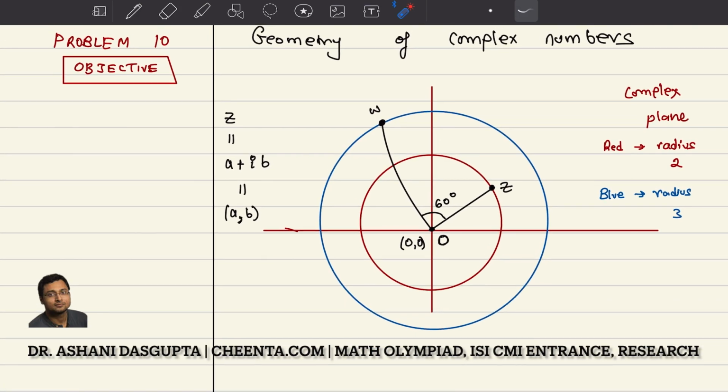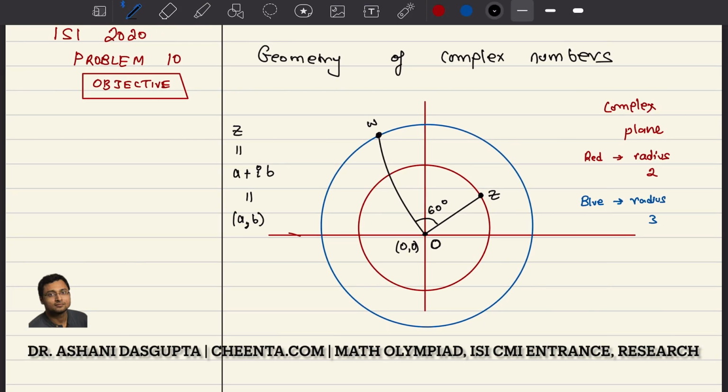Now we want to find out the absolute value of z plus w divided by the absolute value of z minus w. This is the question. What is the value of the absolute value of z plus w divided by the absolute value of z minus w?